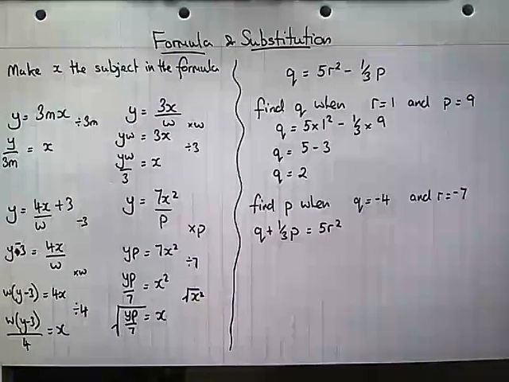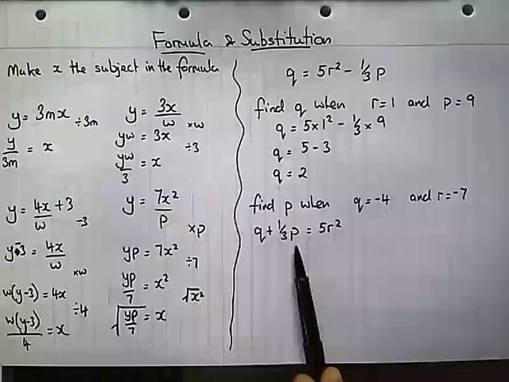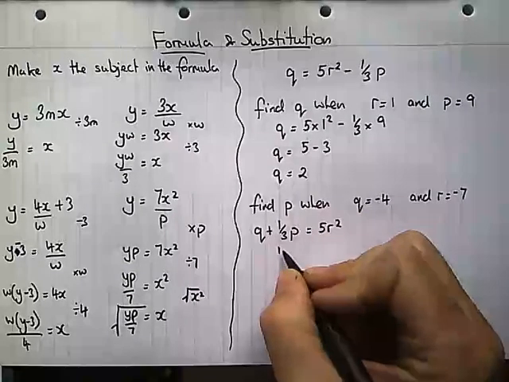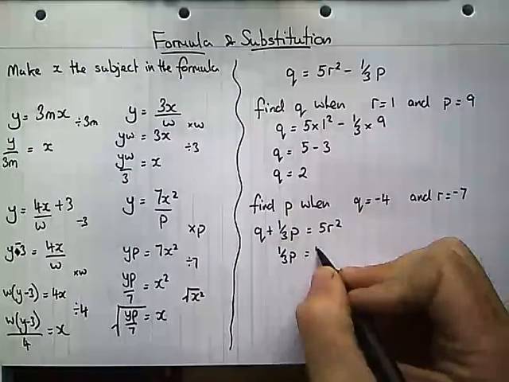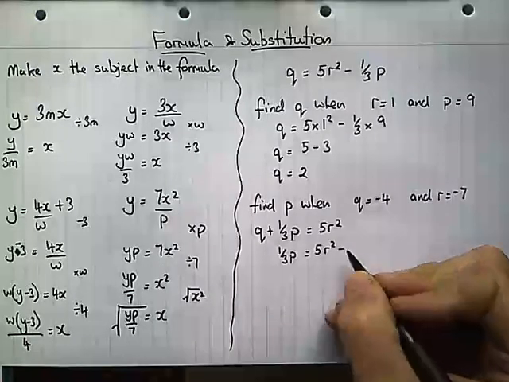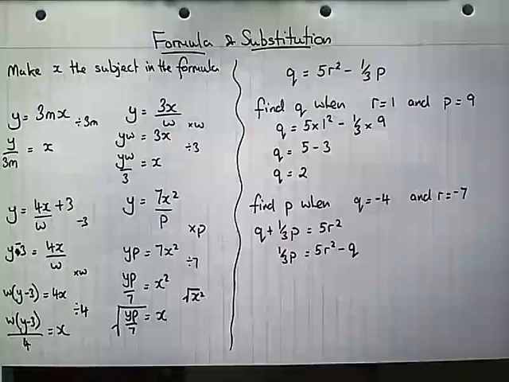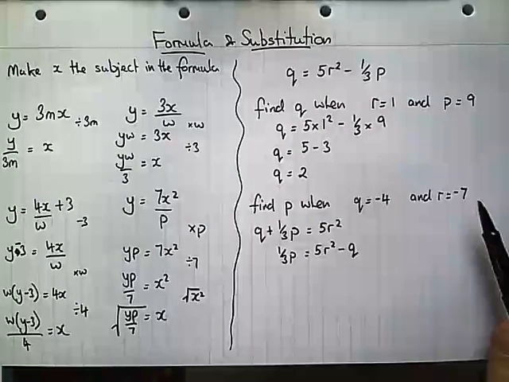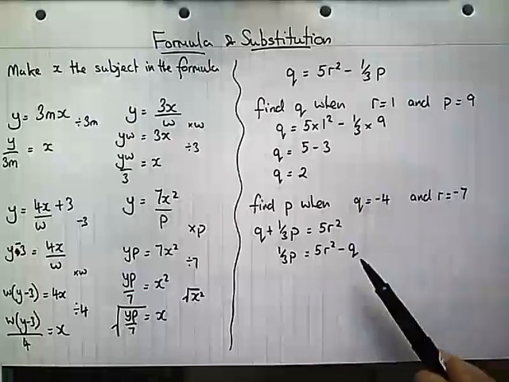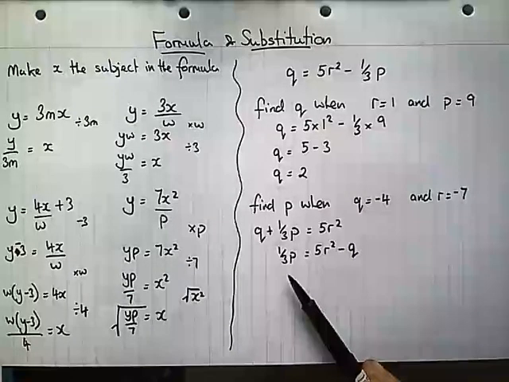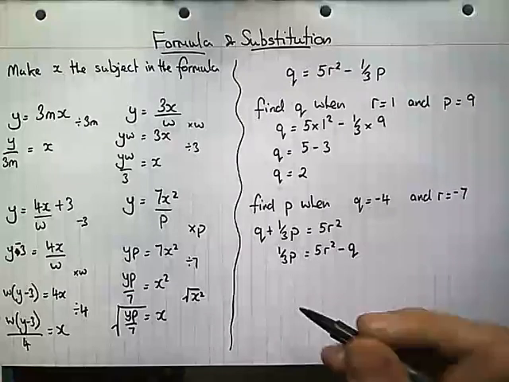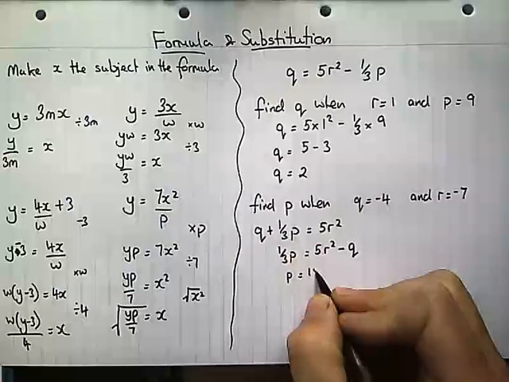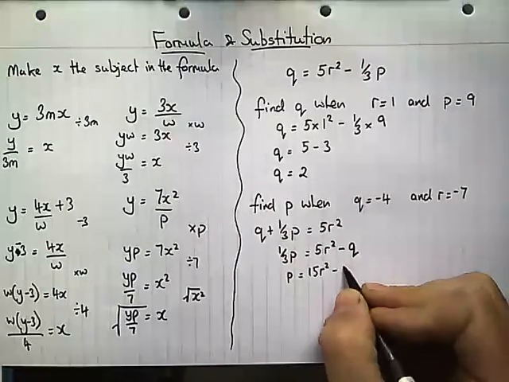Remember it's p I want to be made the subject. So now I'm going to take away q from both sides. 1/3 p equals 5r squared minus q. And then the last step to get p on its own, because then I can substitute in the r value and the q value, is to times by 3. When I'm doing 1/3 of something, we times by the inverse, which is 3. So p equals 15r squared minus 3q.